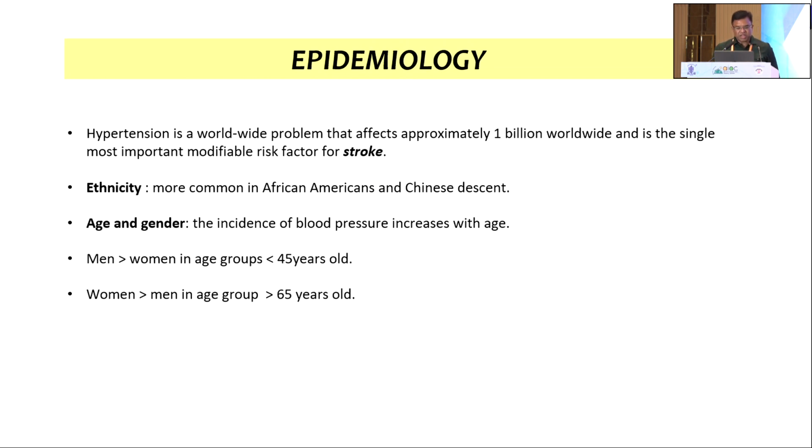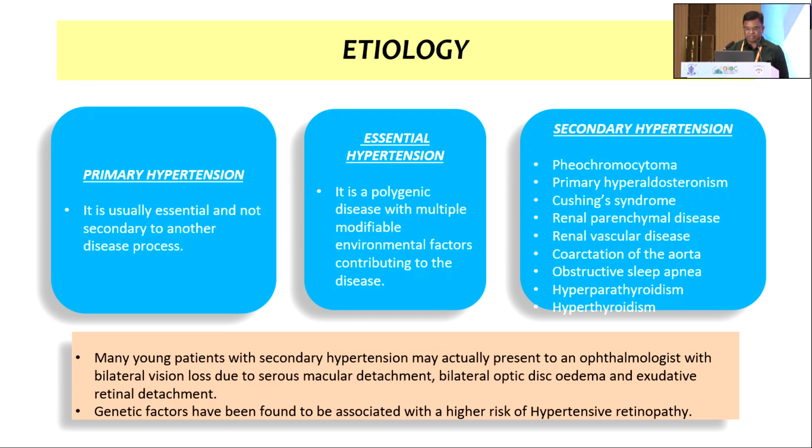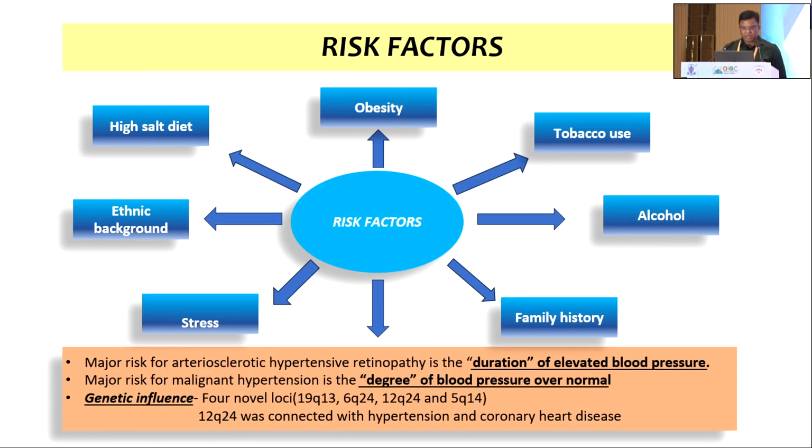Coming to the epidemiology, hypertension is a worldwide problem that affects almost 1 billion people and is the single most important modifiable risk factor for stroke. It's more common in African Americans and people of Chinese descent. In those less than 45 years, it's usually men who are more involved, and in those greater than 65 years, it's women who are more prone to develop hypertension. Now, the etiology of hypertension can be briefly summarized into two parts: primary or essential hypertension, and secondary hypertension, which occurs due to secondary diseases. The risk factors include obesity, ethnicity, stress, family history, alcohol, and tobacco use.